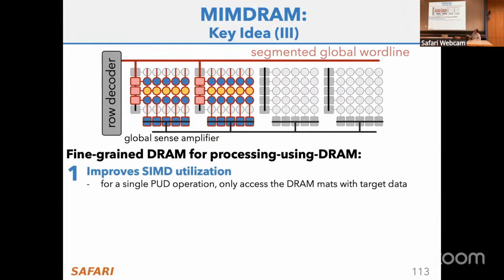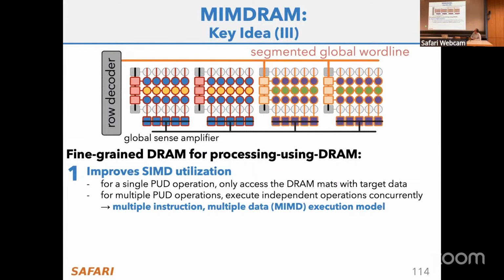And if you do that, now you can enable only what you need, what is specified by the compiler or the programmer. And this now enables you to do operations on some other mats. When you do, for example, bulk bitwise, you're executing one microprogram on two of these mats, and you start executing some other microprogram on some other mats. This could belong to the same application or potentially to different applications if you have that sort of support. That's why we call this the multiple instruction, multiple data model. Different mats are operating on different instructions and different data.